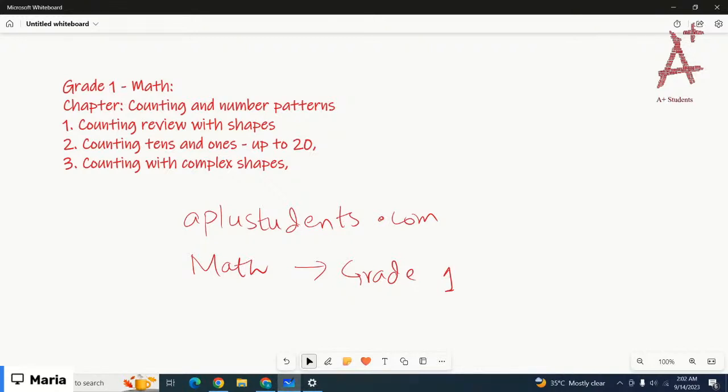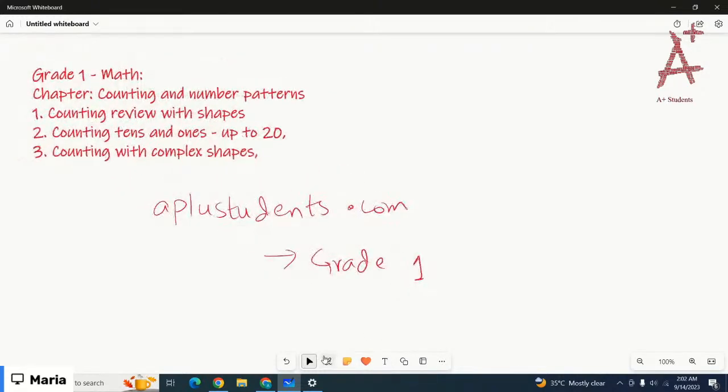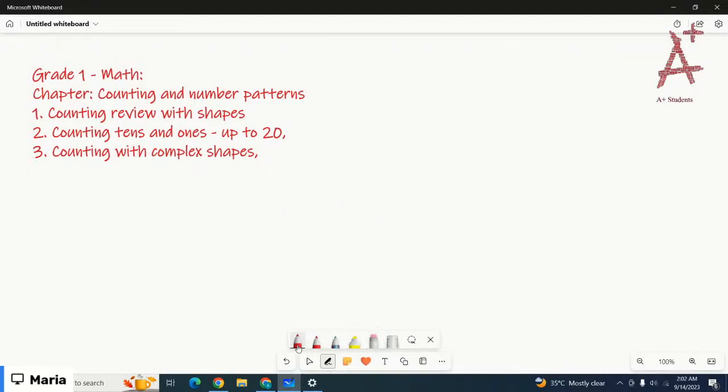So let's just start with the first lesson, that is counting review with shapes. So that is just a review for the lessons we did in the last session. Have you done with your homework? I've asked you to complete the practice questions for the lessons we did in the last session as homework. If you are done with the homework, then you can do the counting review with shapes, right? Because that's just the review for the lessons we did in the last session.